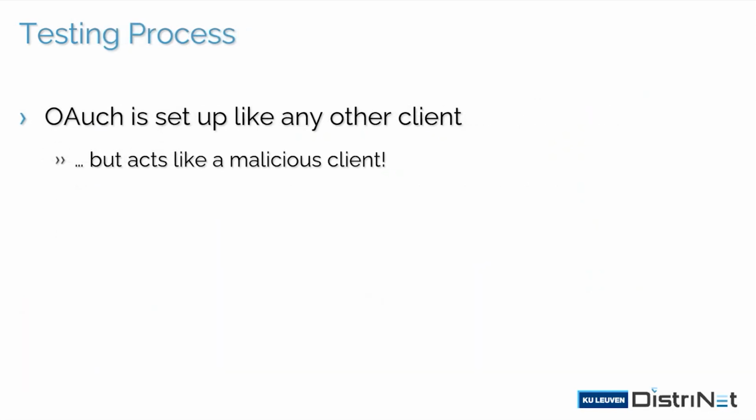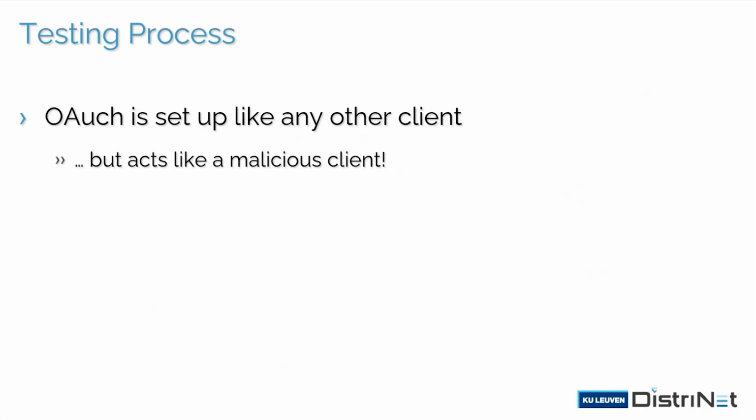So how does it work? OAuch is basically set up like a client. It's just like a normal OAuth client, but it does stupid things, and it just pokes and sees what happens. It's basically a malicious client that tries to do different things and logs what happens. At the end of this process, you get a full list of things that are according to the OAuth specification, and things that are not according to the specifications, and that might lead to a vulnerability.